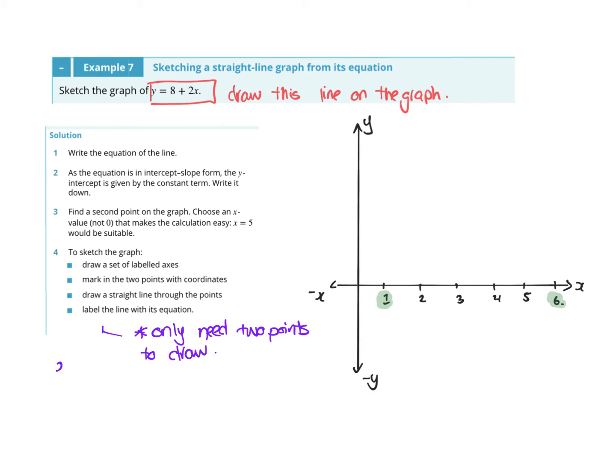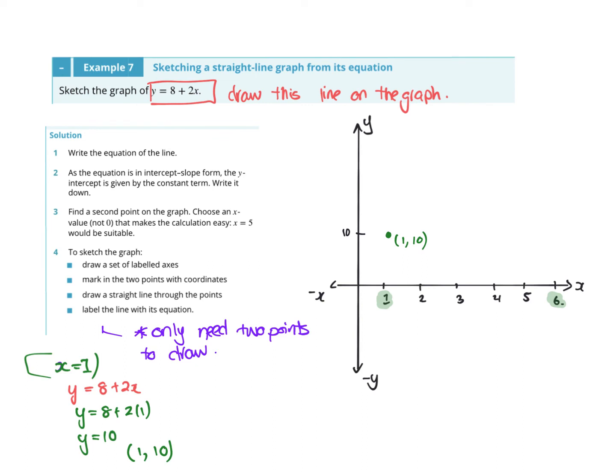So my 2 points, let's draw it in the green. So when x equals 1 into that equation, so into y equals 8 plus 2x, you'd have y equals 8 plus 2 times 1. So what would that equal? Y equals 10. So there's 1 point. I've got when x is 1, y is 10. So I'm just going to make up my little bit of an axis here. I'm just going to say there's 10, okay? Doesn't matter. We'll do it like that. So here is when x is 1, y is 10. So I've drawn that.